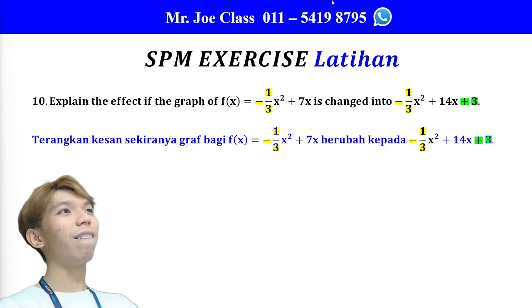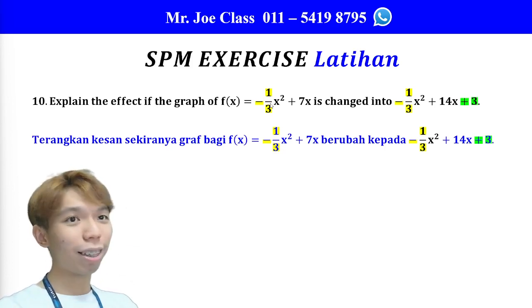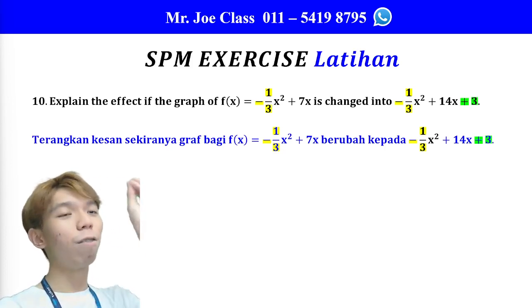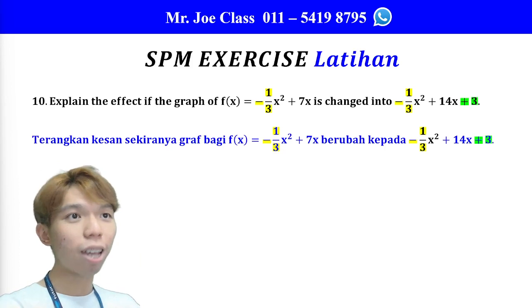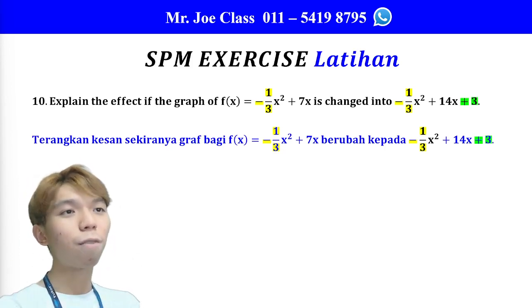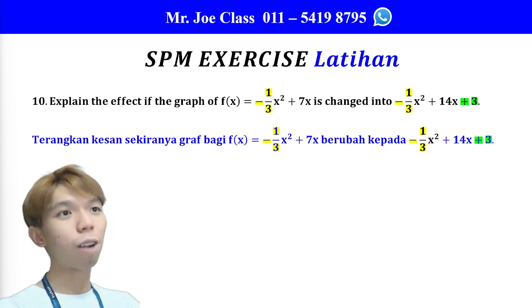Now you see. Explain the effect if the graph of f(x) equals negative 1 over 3x squared plus 7x is changed into negative 1 over 3x squared plus 14x plus 3. So if A has no changes, it is still negative, you do not have to describe A because there are no changes. If there is a change from a negative value of A to a positive value of A, you have to describe. But for now, there are no changes, so no need to describe A. You just have to describe C.